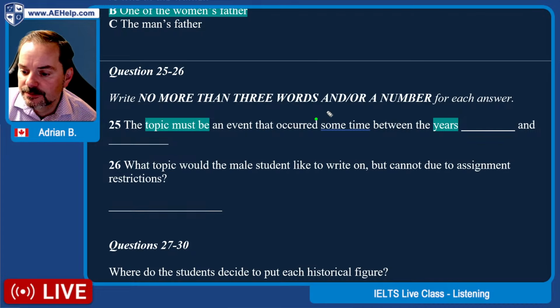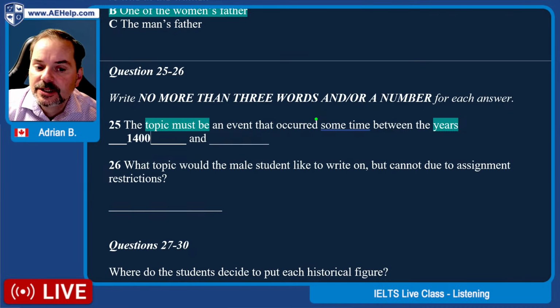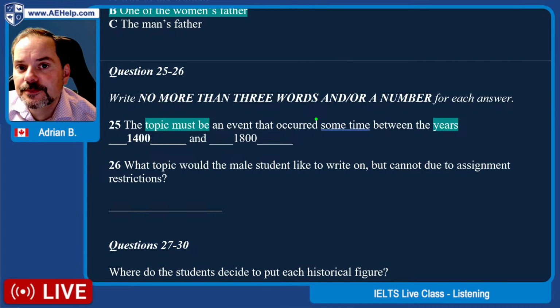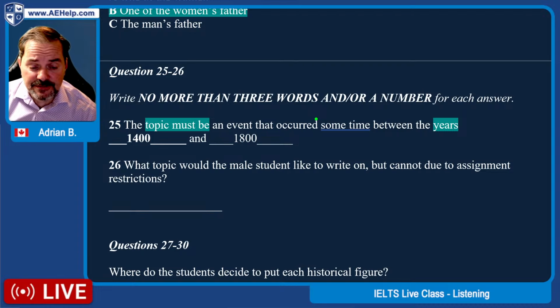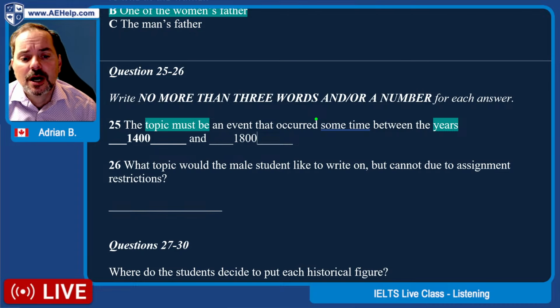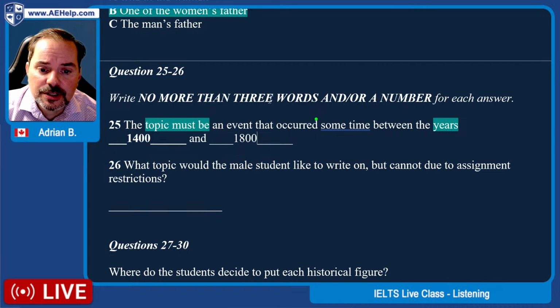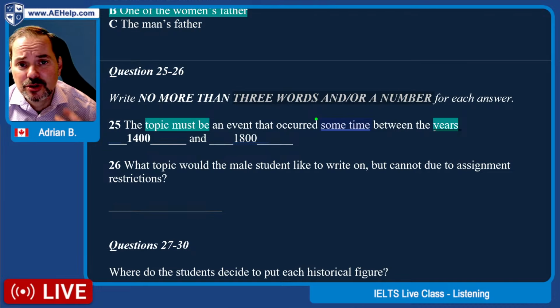Very good. You're saying it was 1400 to 1800. Exactly. 1400 to 1800. So you just need those two numbers. You can even separate them by a comma in your answer sheet. And use numbers. Definitely don't try to write the words. Just use the numbers, right? Pay attention to the question. No more than 3 words and or a number. You can do 2 numbers.